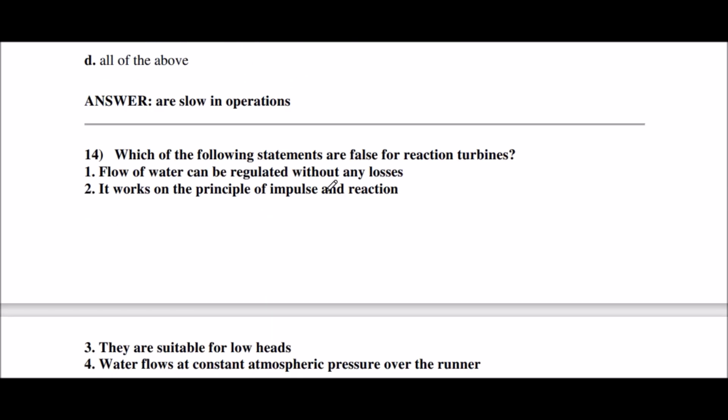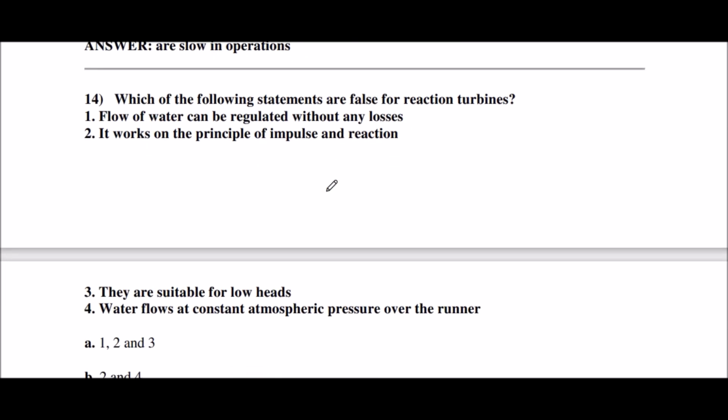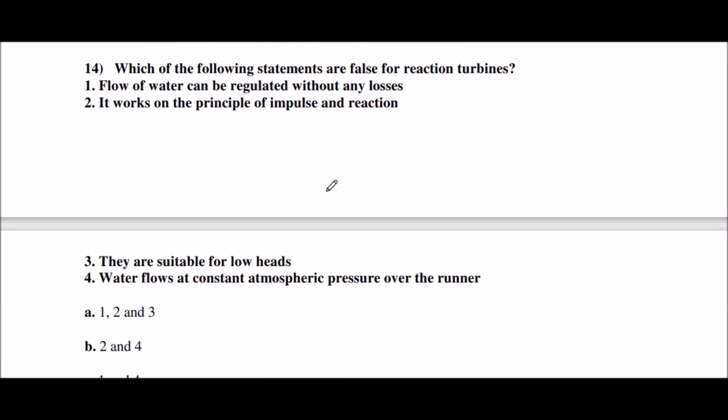Next question. Which of the following statements are false for reaction turbines? First statement is flow of water can be regulated without any losses. Second statement is it works on the principle of impulse and reaction. Third statement is they are suitable for low heads. Fourth statement is water flows at constant atmospheric pressure over the runner.